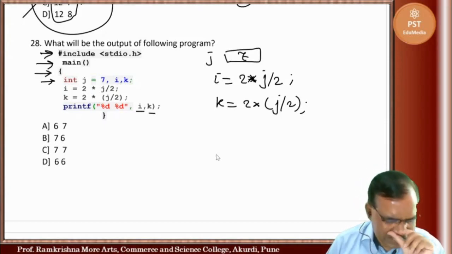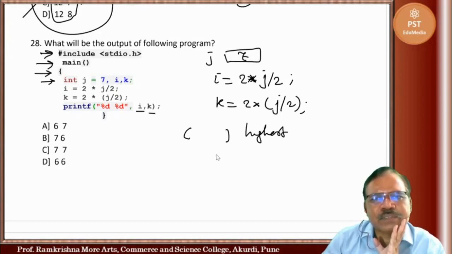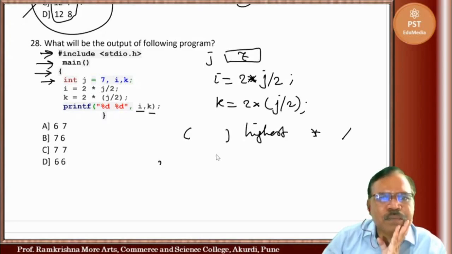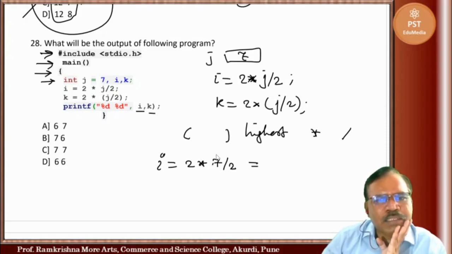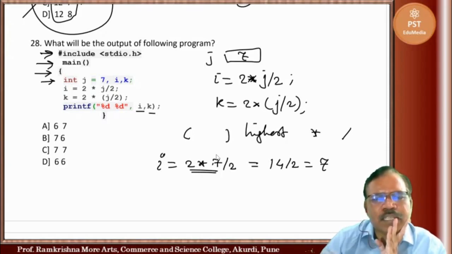So here precedence of operators is important. Bracket has the highest precedence, then star and then division. So what happens here? In the first expression we have 2 star j. j means 7 divided by 2. First this one is calculated, 14 by 2. Then it comes out to be 7.